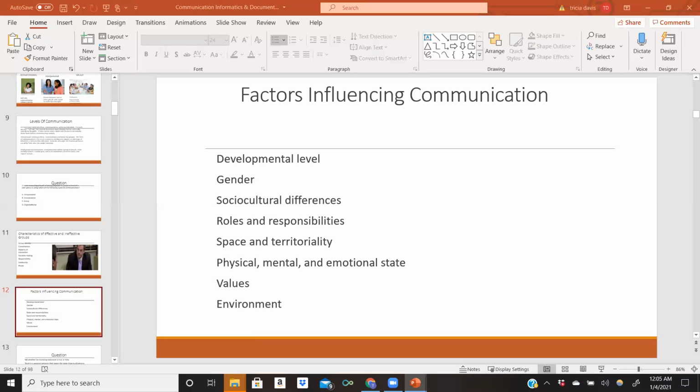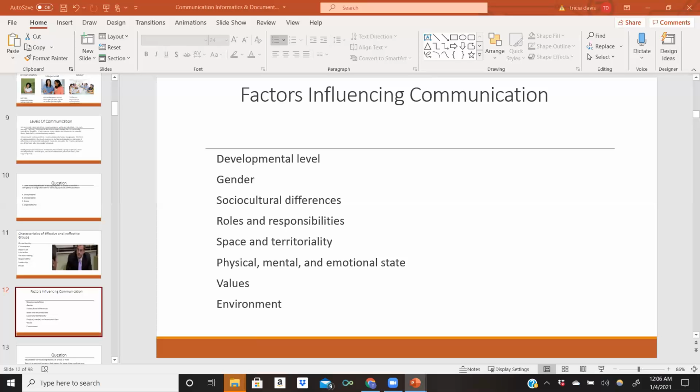You have space and territoriality, so people are most comfortable in areas that they consider their own. The hospital room is not their own. They don't feel comfortable. We know ourselves that we feel great relief when we come home. We take off our shoes, we take our scrubs off, we put on our pajamas, we get to relax. That gives us a good feeling.